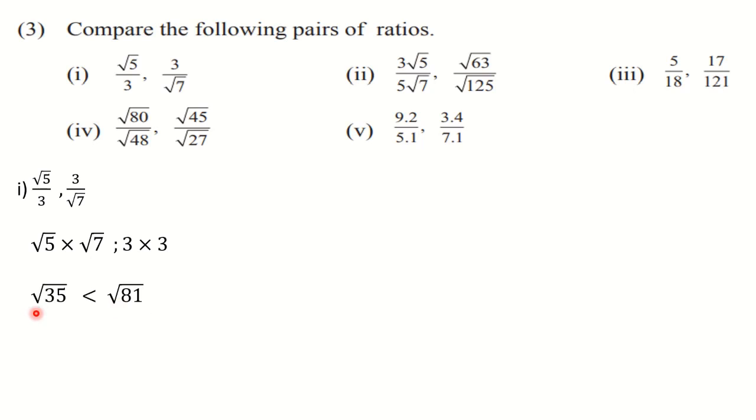Now both are having the same order, so we can compare the radicands. I can say that root 35 is less than root 81. Therefore, the second ratio here is greater, or I can say that the first ratio is less than the second one. Okay, write it down.